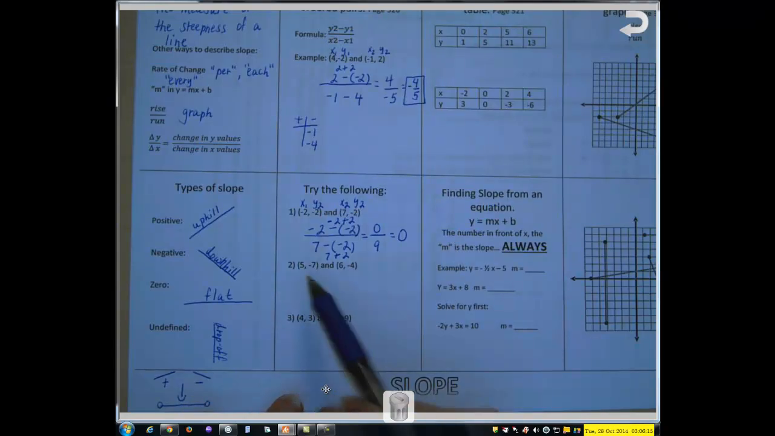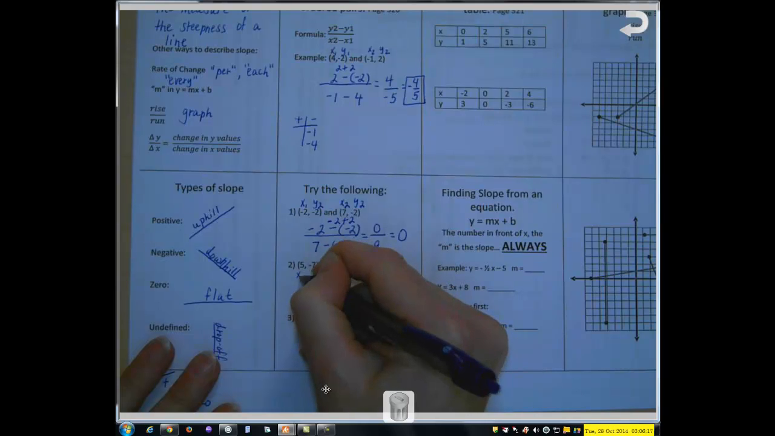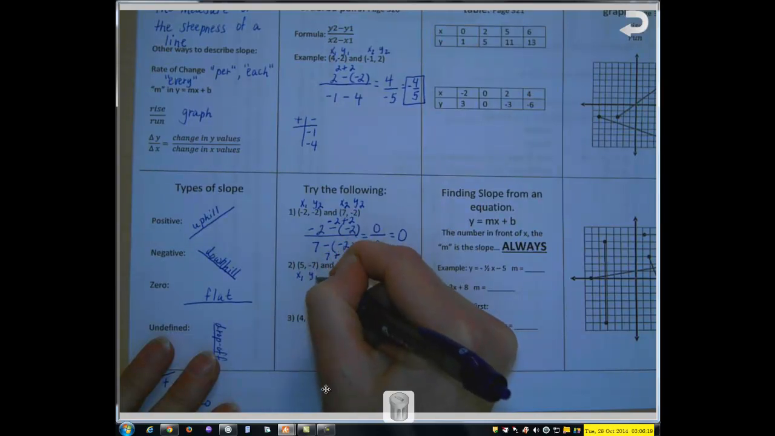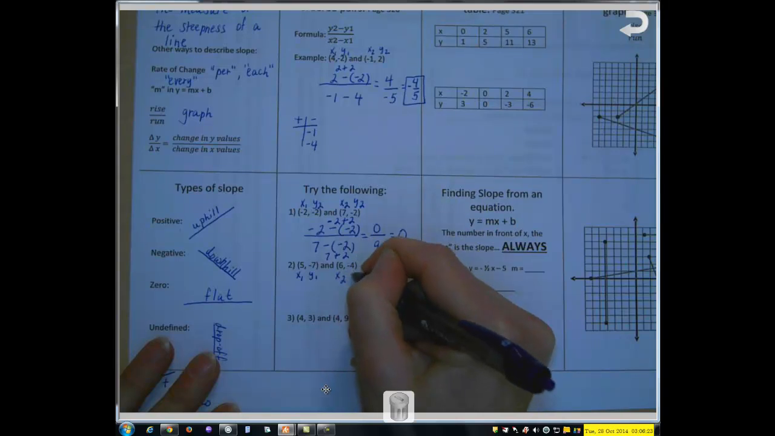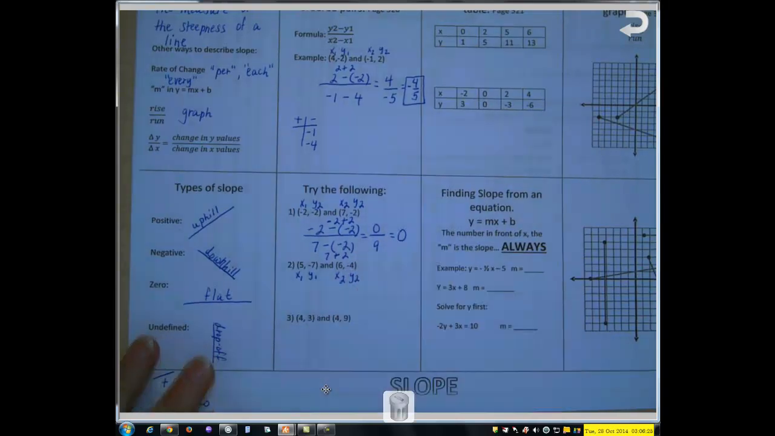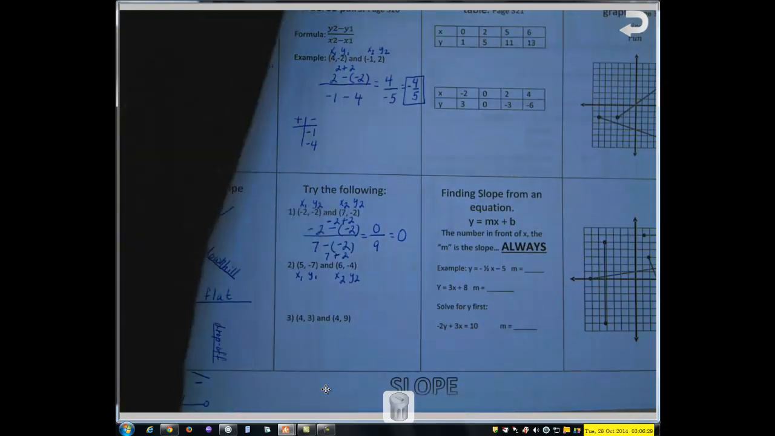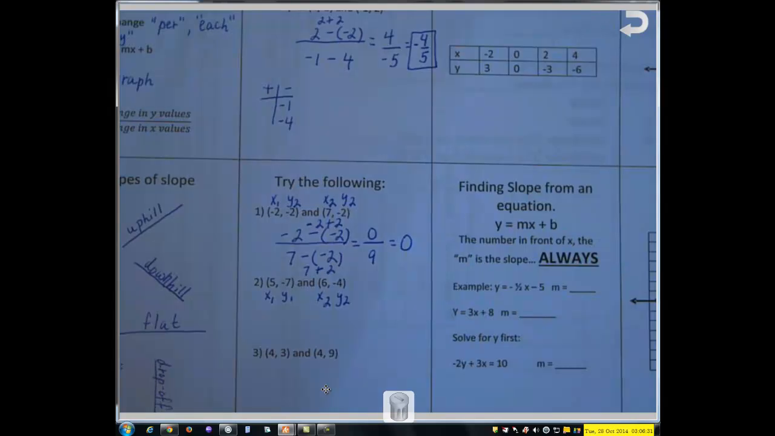Let's look at a second example. Here's my first x and my first y. Here's my second x and my second y. Why don't you pause the video right now and try this example on your own, and then press play to check your answer.